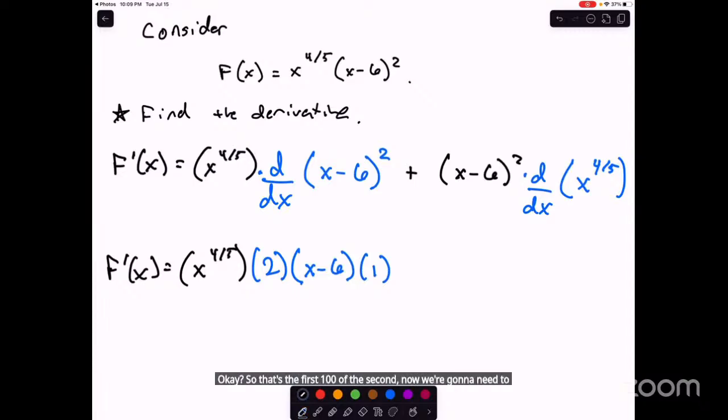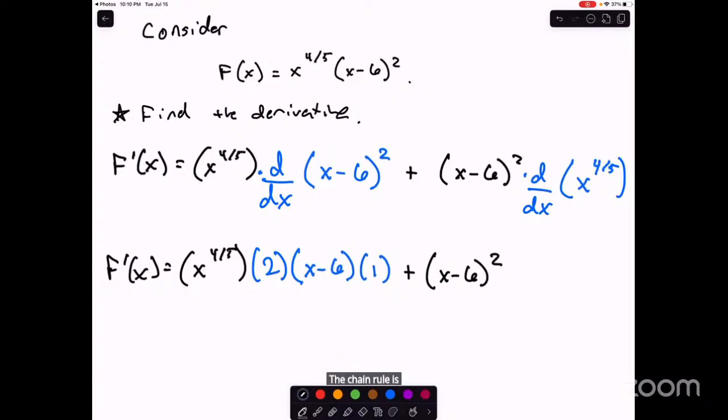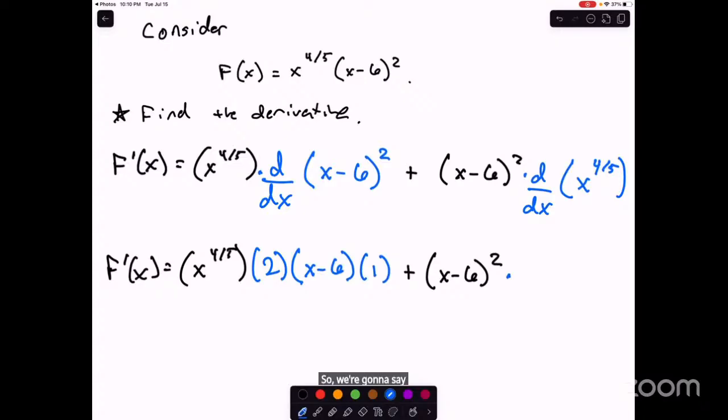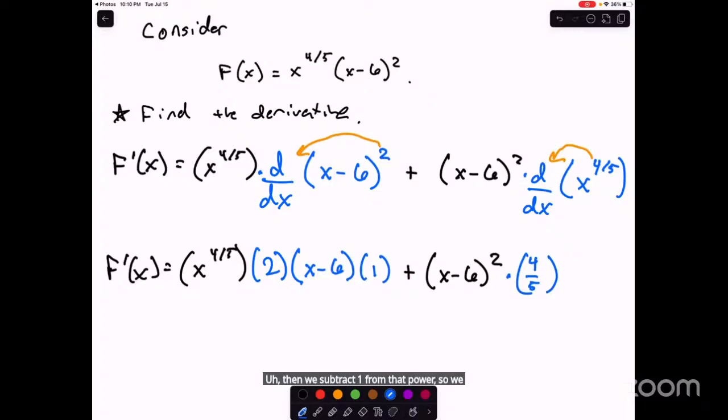Now we need to say plus the second. Again, in black, I'm just bringing it down. The derivative of the first. So that's just the power rule. The chain rule is like an extended power rule, right? So the power rule, again, the power comes down and we subtract 1 from the power. So we're going to say times, that power comes down, which is this guy. All right, we kind of did the same thing here when we took the derivative. Then we subtract 1 from that power, so we're going to get what? X to the power of a -1 over 5. Okay.